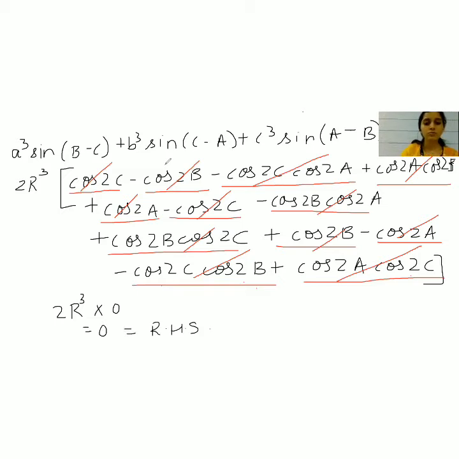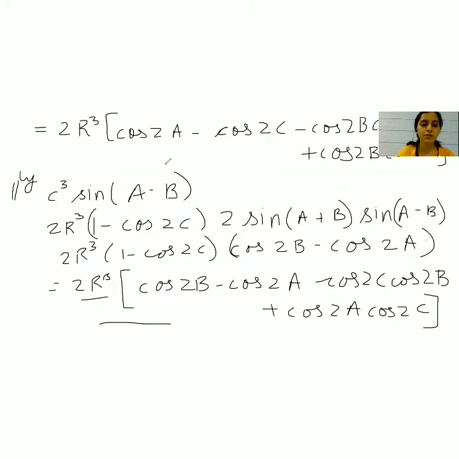I hope this one was clear. We've used three formulas over here. First, we started with the sine rule. Then we've used 2 sine square A, that is 1 minus cos 2a, 2 sine square B, 1 minus cos 2b, and 2 sine square C, that is 1 minus cos 2c. And then we used 2 sine A plus B sine A minus B. They are called the factorization formulas, and we've used those over here and found the answer.